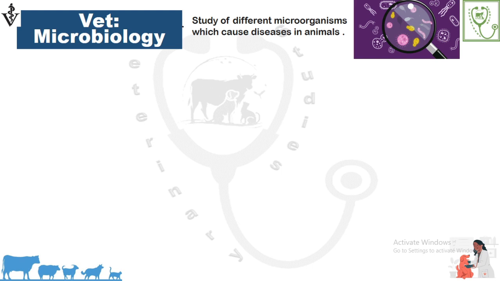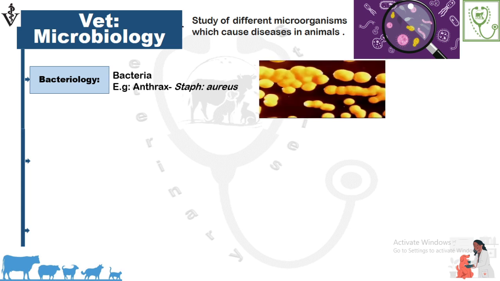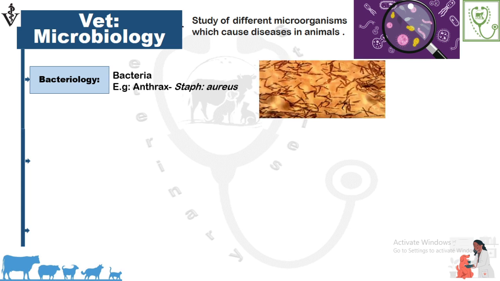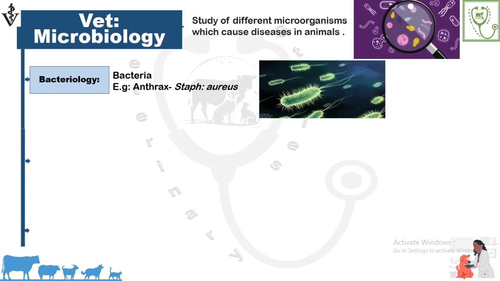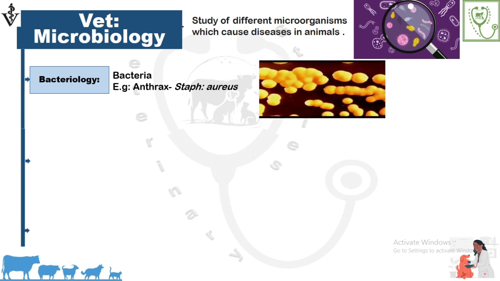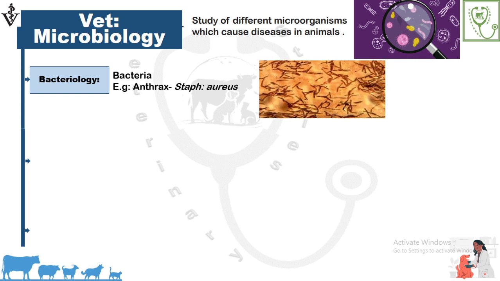Now, veterinary microbiology. It is the scientific study of microscopic organisms which cause diseases in animals, such as bacteria, virus, fungi. Veterinary microbiology includes bacteriology. In this we study the bacteria which cause diseases in animals. For example, anthrax, which is caused by Bacillus anthracis.